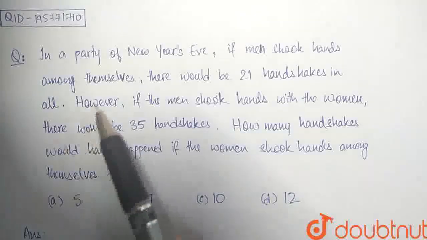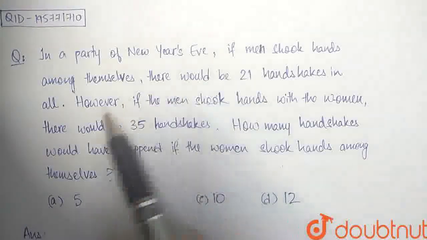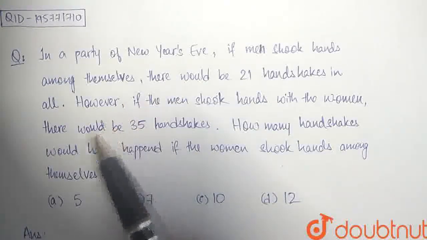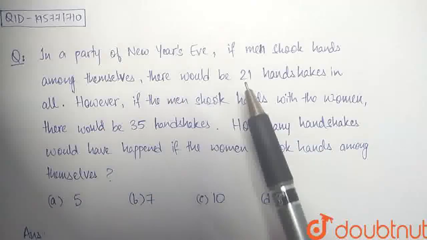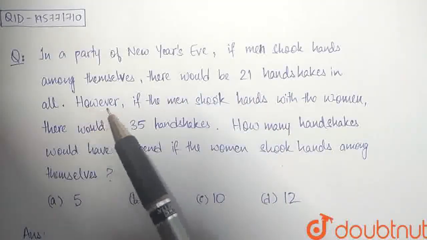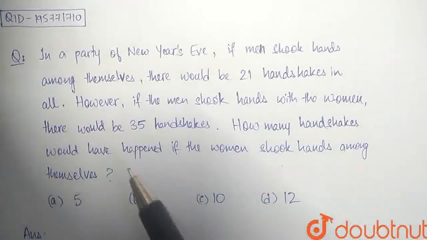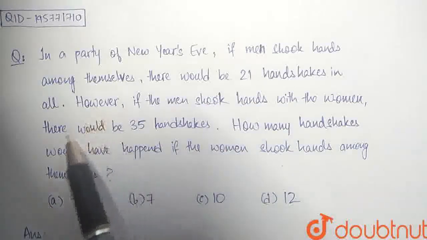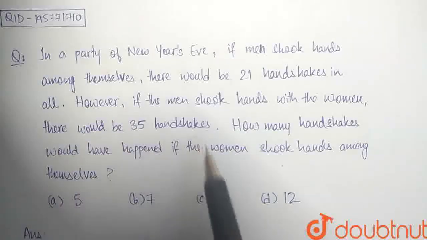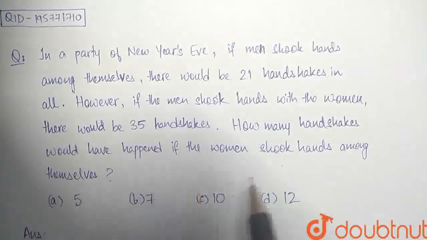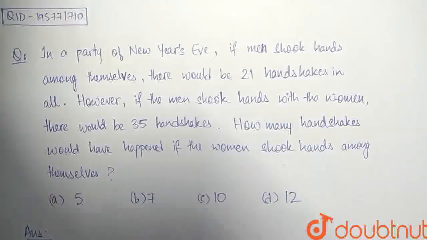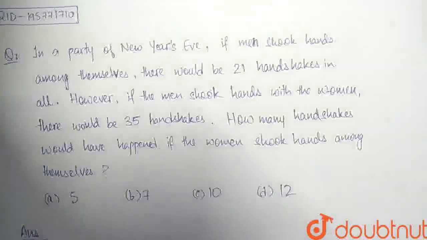The question here says, in a party on New Year's Eve, if men shook hands among themselves, which means men shook men's hands, there would be 21 handshakes in all. However, if men shook hands with the women, which means one of the participants in the handshaking was a man and the other was a woman, then there would be 35 handshakes. How many handshakes would have happened if the women shook hands among themselves? Now the clarification I gave during the question was important. I'll explain why.